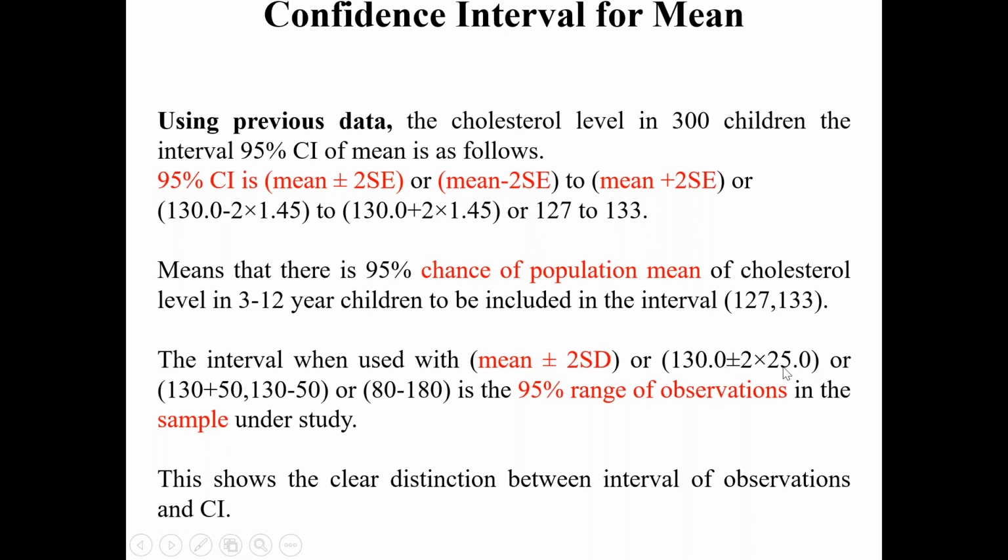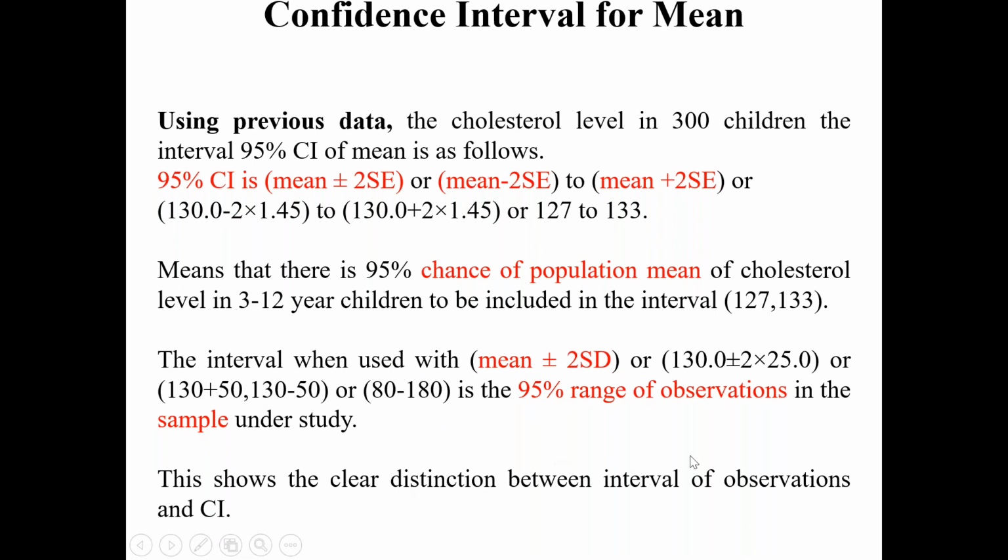If I'm using the standard deviation values, then the values would be ranging from, you can see here, 130 to 50, or 80 to 180, the 95% range of observation in the sample analysis. This is if the standard deviation is 25, so 2 into 25 is 50. That means 130 minus 50, that will be 80, and 130 plus 50, that will be 180. So this value 80 to 180 is the 95% range of observation.